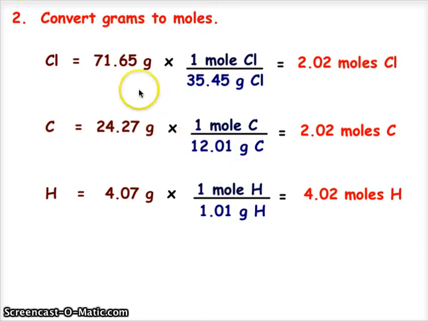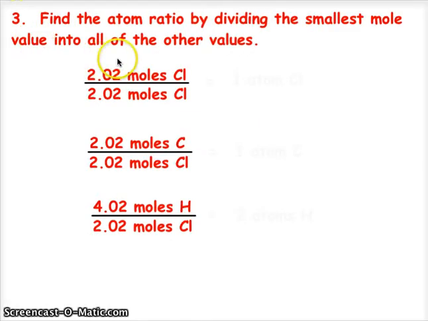So once again, to convert grams to moles, we multiply by the conversion factor of 1 mole over the AMU for each of those substances. Once we have the mole value, the next thing we are going to do is find the ratio between those atoms by dividing each mole value by the smallest mole value.